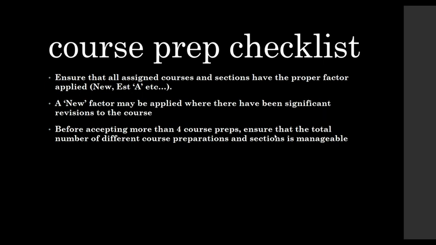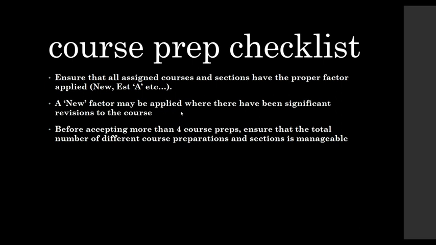Well, you want to check each one of your sections and course preps that you've been assigned. Make sure that they have the proper factor. As we said, the new factor may be a subject for discussion between you and your supervisor. The others should be fairly straightforward. Did you teach that course in the last 3 years? Yes or no? That would distinguish between the established A or B. And then, are you repeating this to the same group of students in the same year and program? So it's fairly straightforward. It's just a matter of ensuring that it's accurate where it's presented on your SWF.